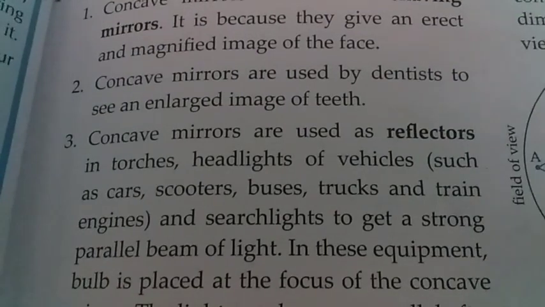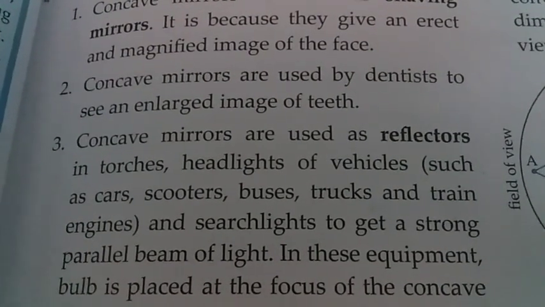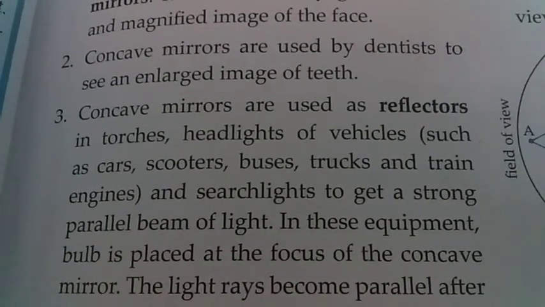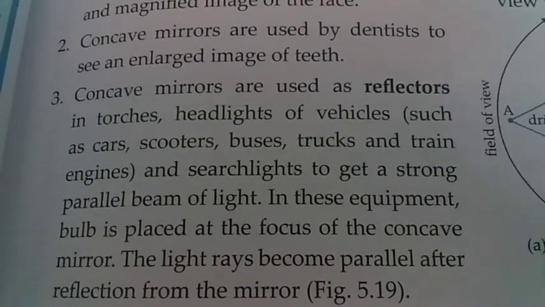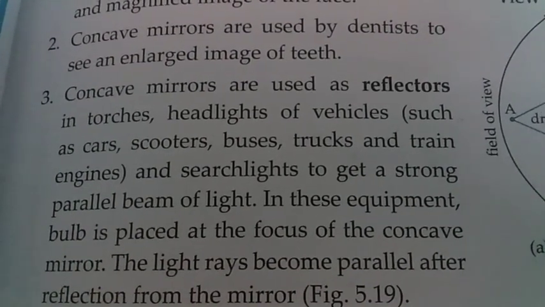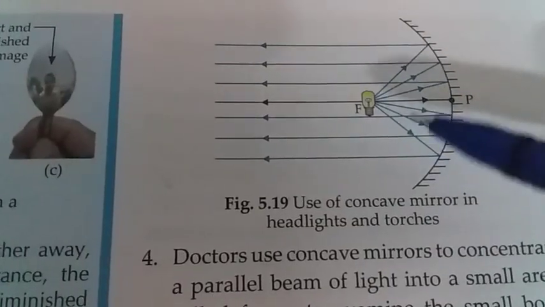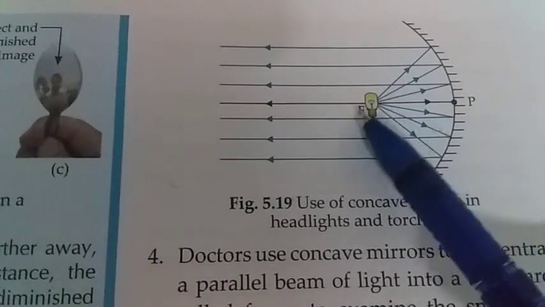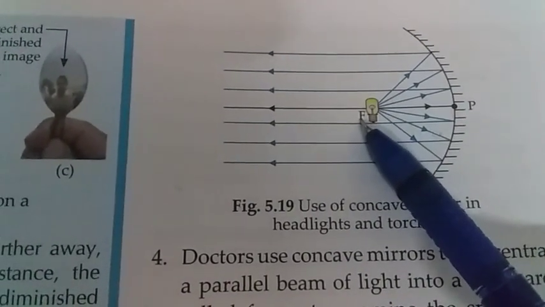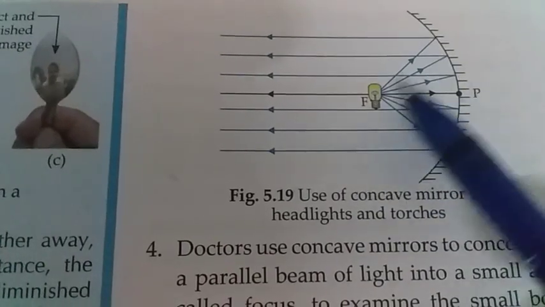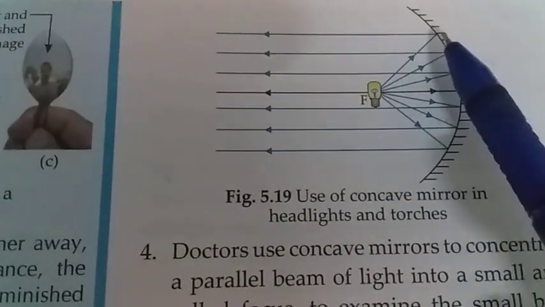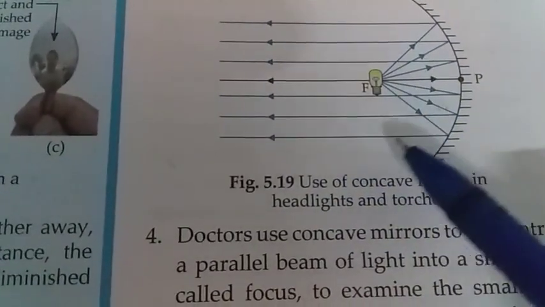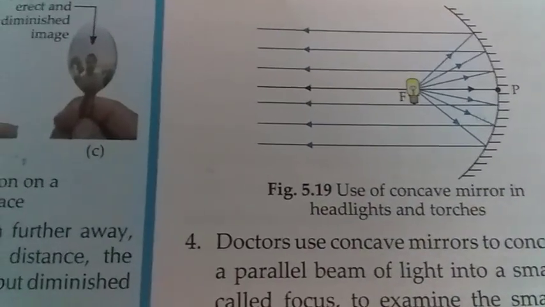In these equipment, the bulb is placed at the focus of the concave mirror. The light rays become parallel after reflection from the mirror. Here the bulb is placed at the focus, and these are the incident rays, and after reflection they become parallel and form a beam of light.